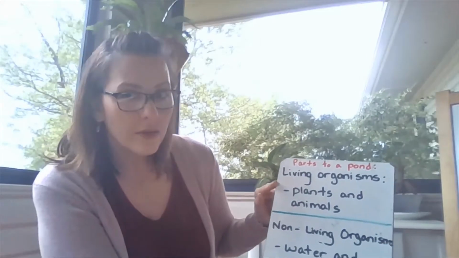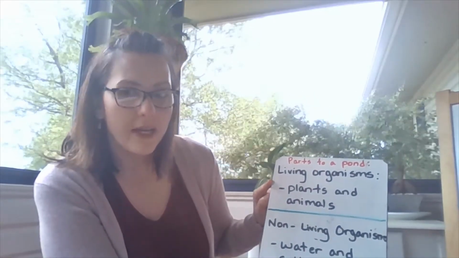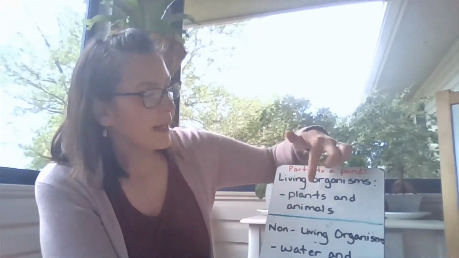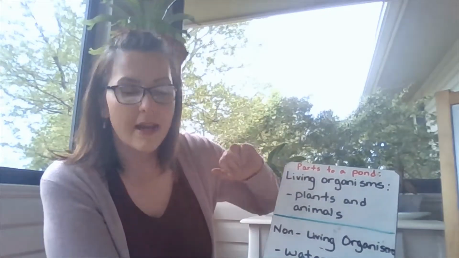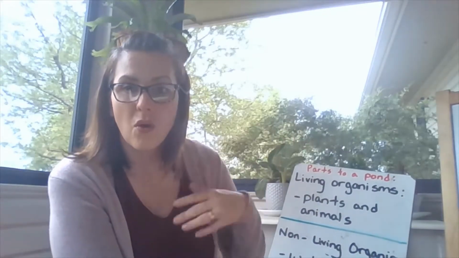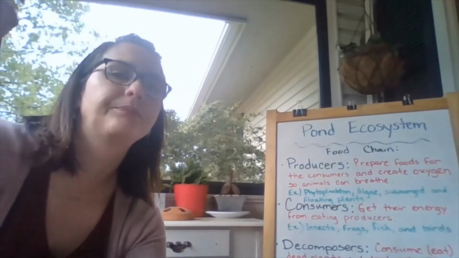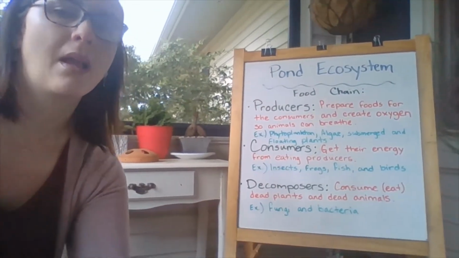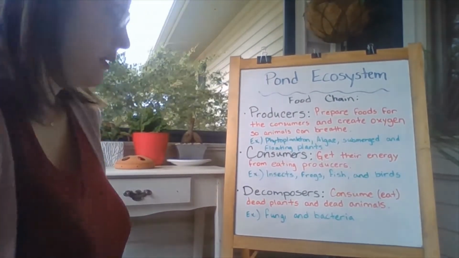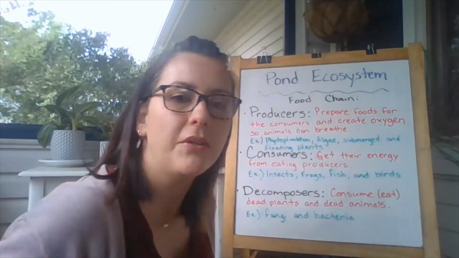Now, the living organisms are the things that are in the pond, like plants and animals that either produce or consume other animals. Now we're going to talk about those big words today because those are probably very new words to you. So we're going to look at this chart right over here. All right, so get down here so you can see better.